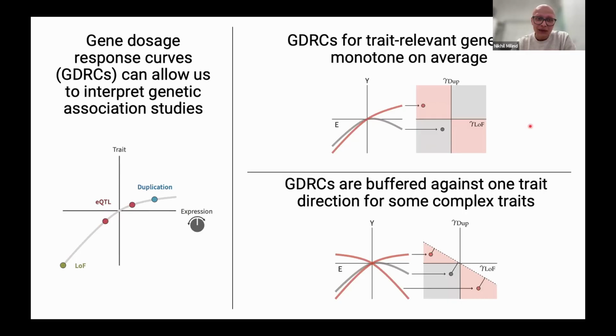The other things I showed you are that for most trait-relevant genes, they are monotone, which means they are more like this red curve than this gray curve. So that's good. That's what I think we expected from the start. And then I also showed you that there's this buffering happening, where for some complex traits, it's easier to decrease their value but harder to increase, or vice versa. It depends on the trait. But there's this buffering going on against one direction.